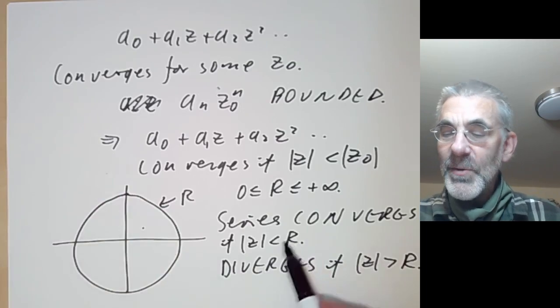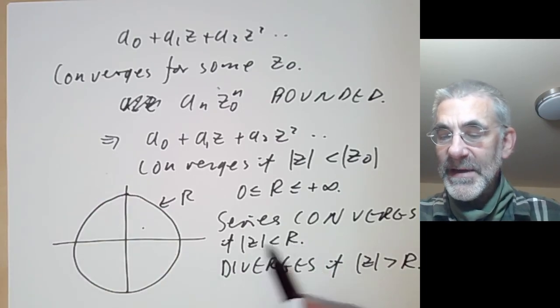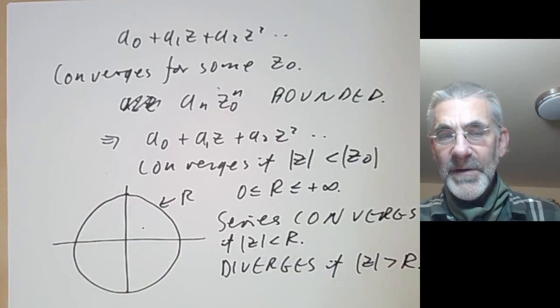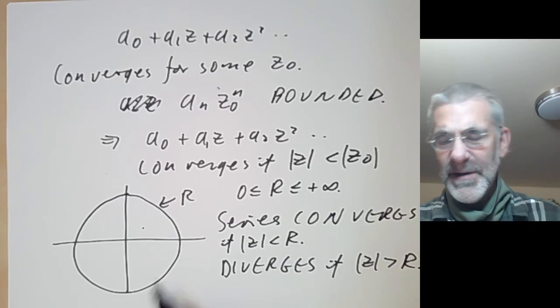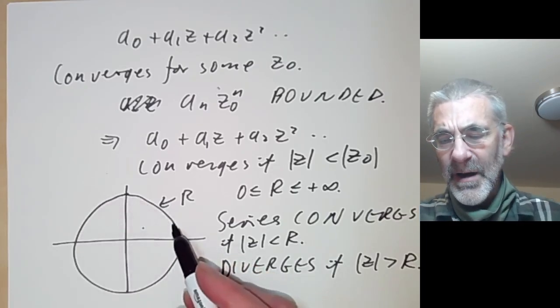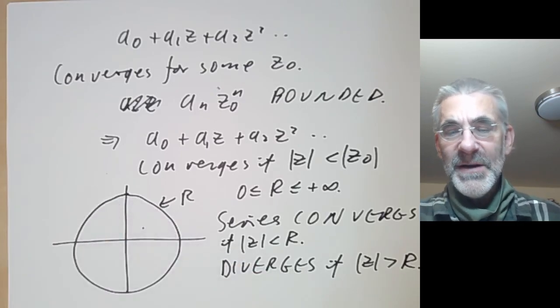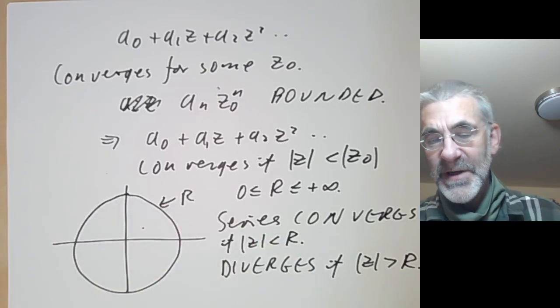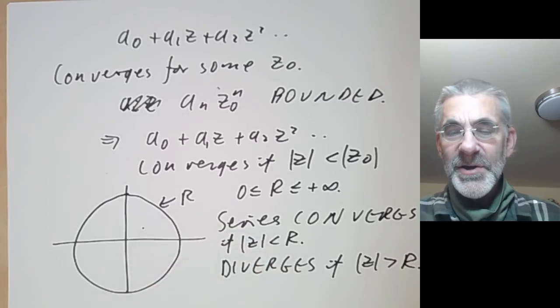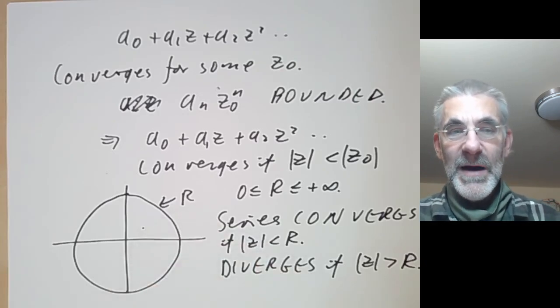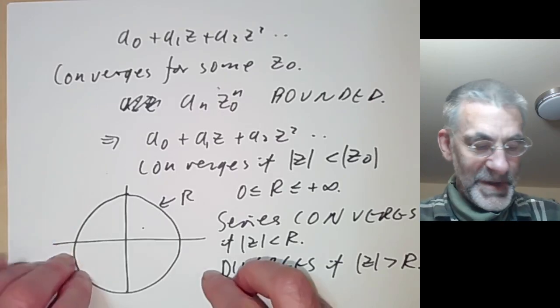By the way, in case you're wondering what happens if the absolute value of z is exactly equal to r, the answer is it gets really complicated. Sometimes it converges nowhere, sometimes it converges everywhere on the boundary circle, and sometimes it converges somewhere and doesn't converge elsewhere. In fact, this is essentially the very tricky problem of asking when a Fourier series converges.